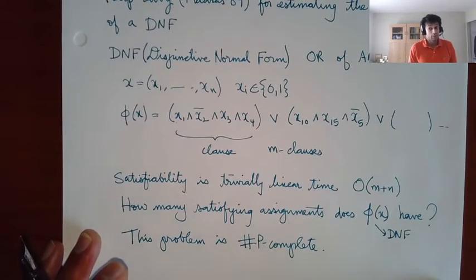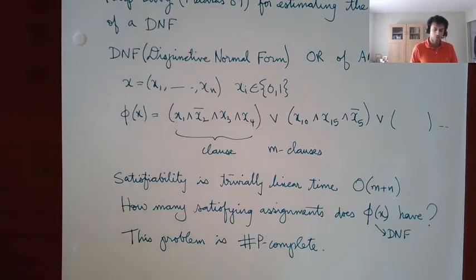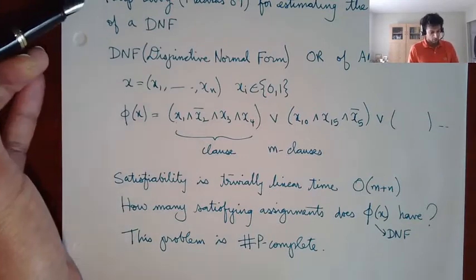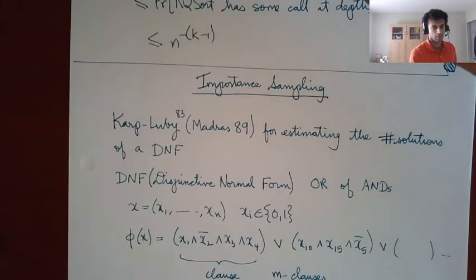So what this means is that determining the number of satisfying assignments, it is clear it's NP, it's more than NP hard. It's more than NP hard. But remarkably, what Karp and Luby give is a polynomial time algorithm that can approximate the number of solutions arbitrarily well. And so let me first give you some definitions here.